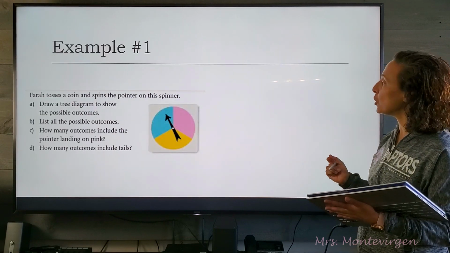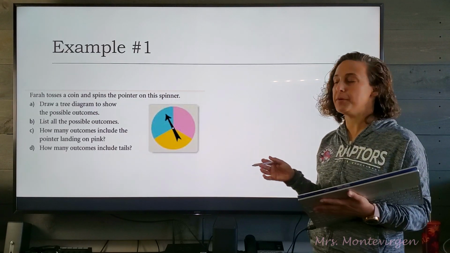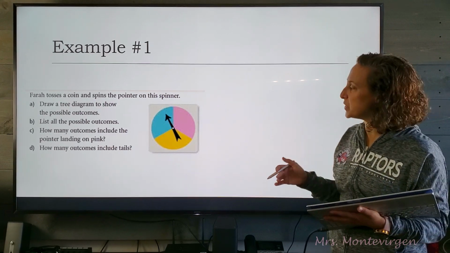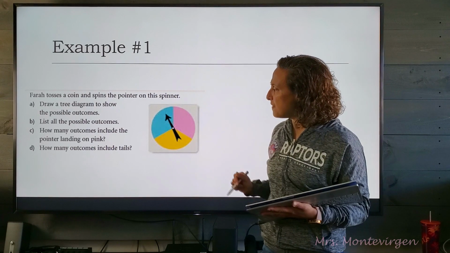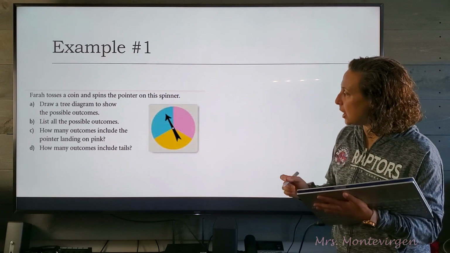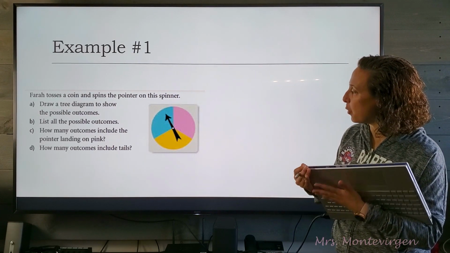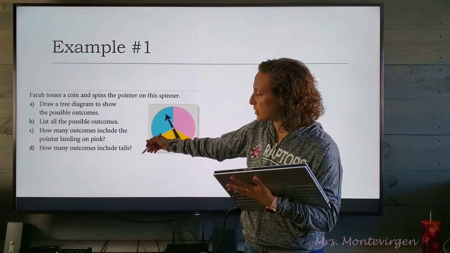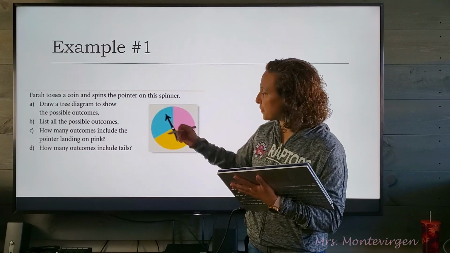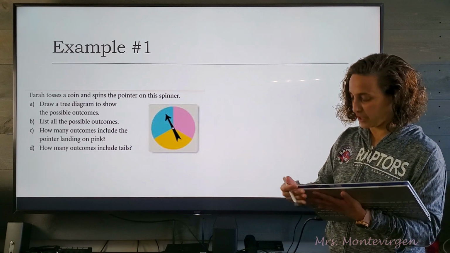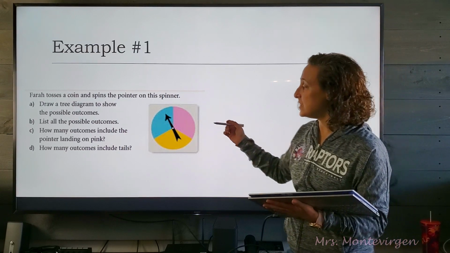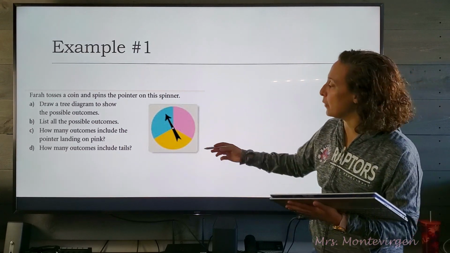So what I have here is, I just have one example for us to go through because that's all this lesson really is, using tree diagrams. So I have here, Farah tosses a coin and spins the pointer on this spinner. So there's 4 different parts here. The first one is to draw a tree diagram to show all the possible outcomes. And then B, list the possible outcomes.